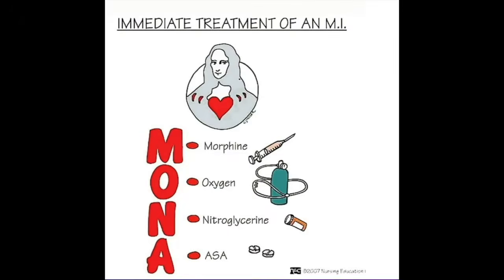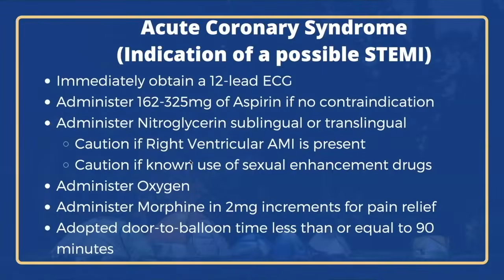So once again, think of MONA B, which is your morphine, oxygen, nitroglycerin, aspirin, and beta blocker. They don't have beta blocker here, but in the hospital, in the real world. You want to administer morphine in 2 milligram increments for pain relief. So this was definitely on the test. The door to balloon time is less than or equal to 90 minutes.